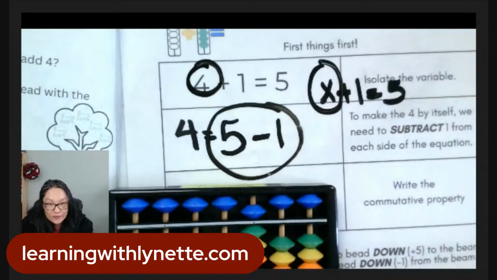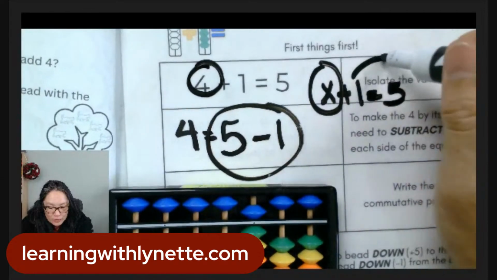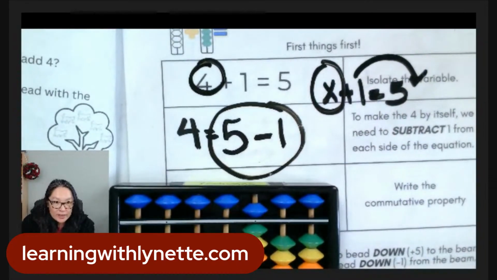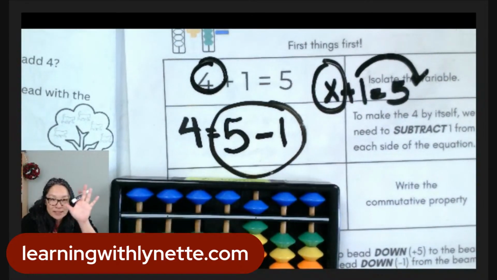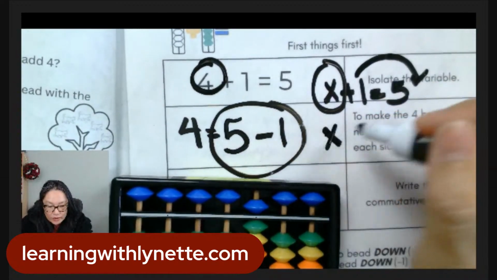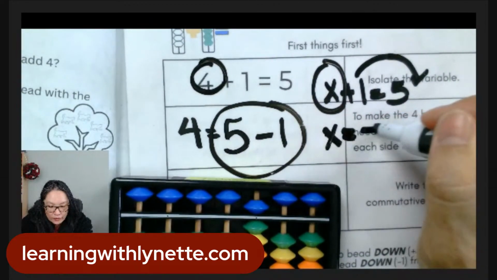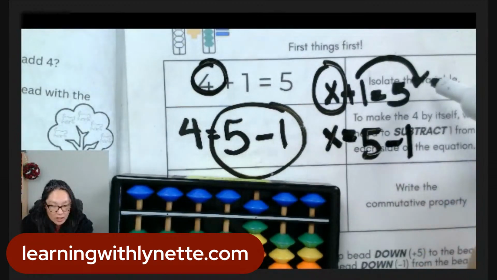When we isolate this variable, we need to subtract the 1 from the other side. So what we're doing is we're balancing the equation. When we look at it, we do X is equal to 5 minus 1, because what we did is we take away the 1 on both sides.